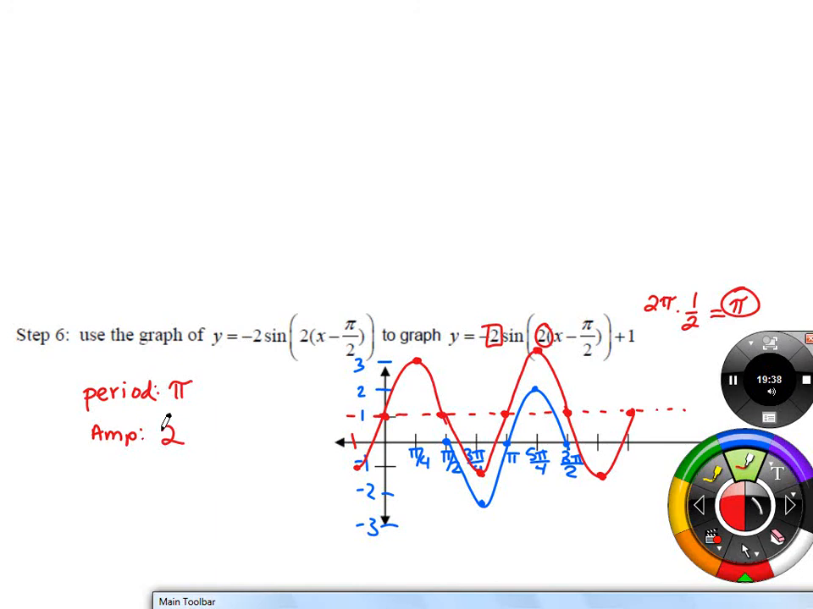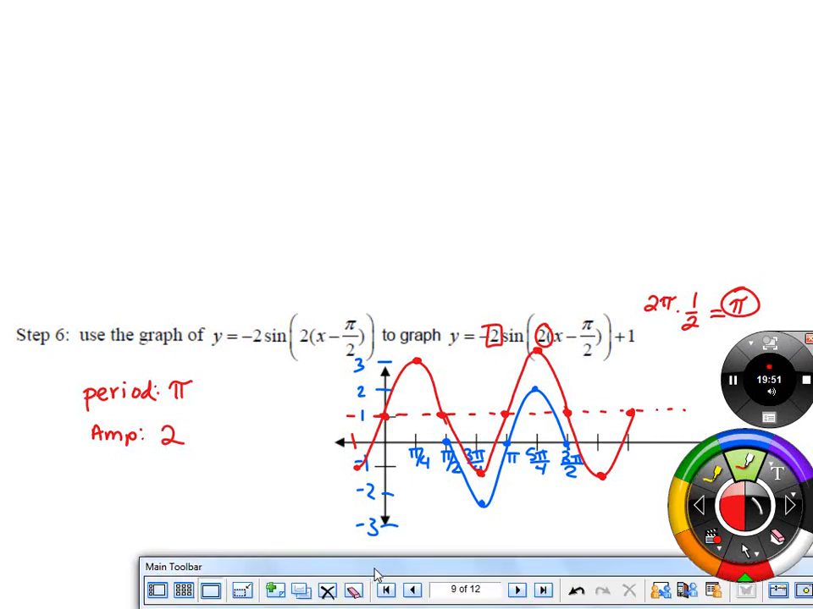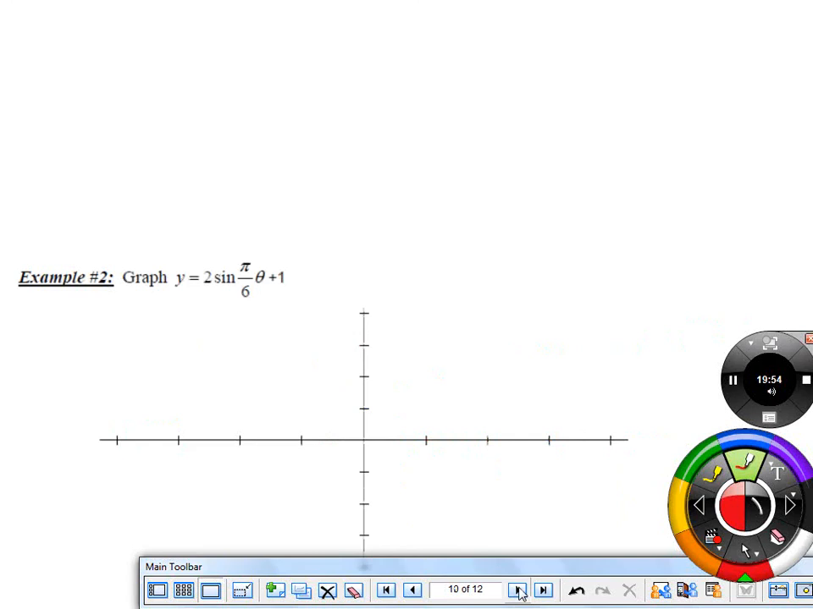Okay? All right, is everybody okay with graphing this? Yes? No? Questions before we try one, where you try more of it on your own? No? All right. On the screen.